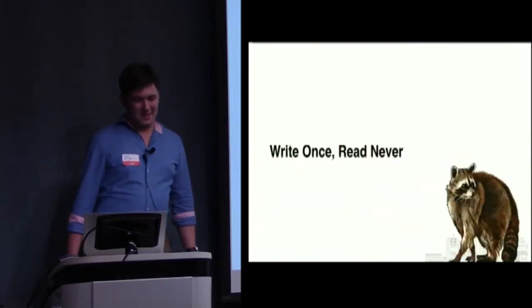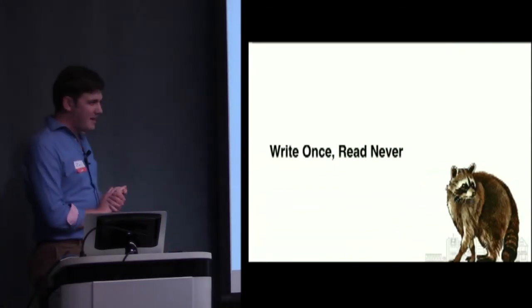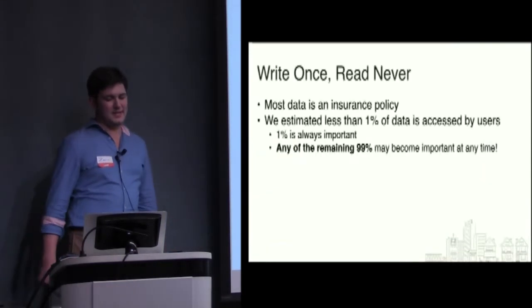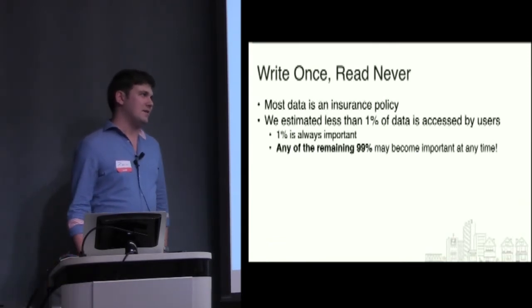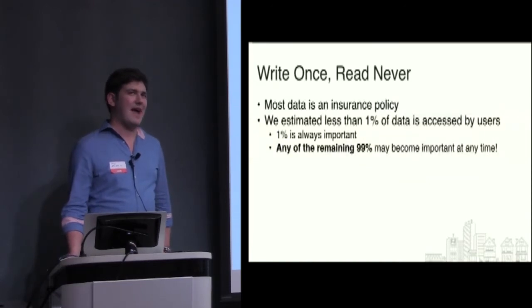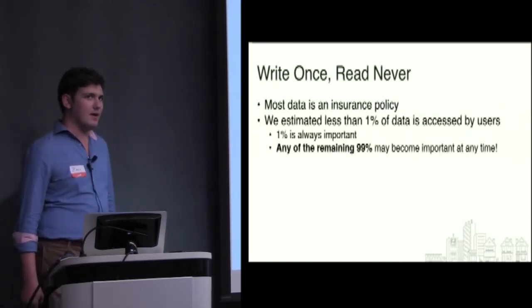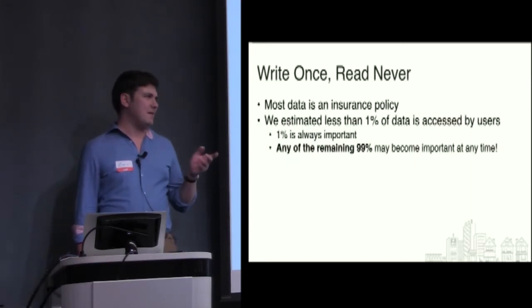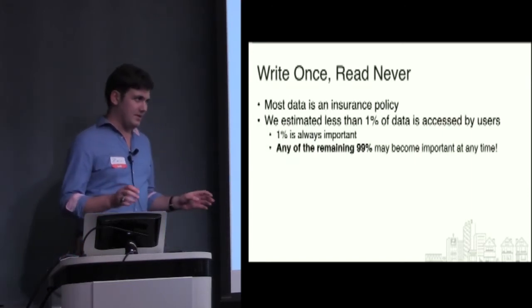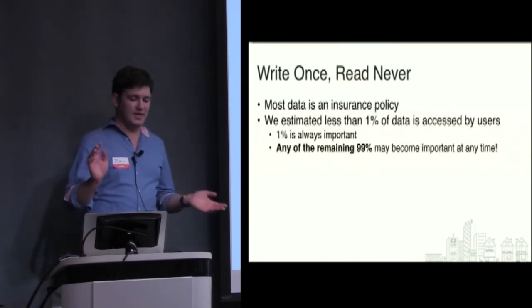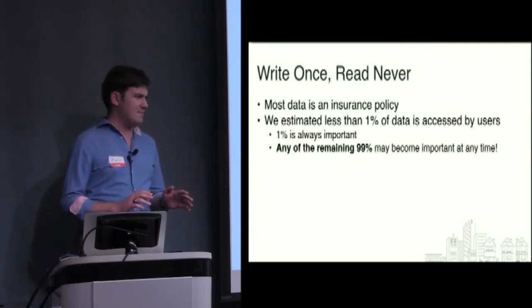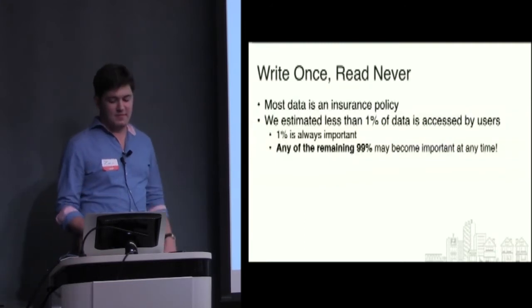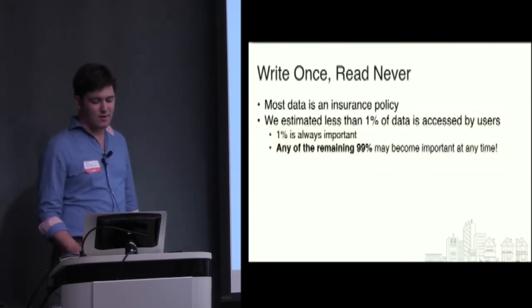So this leads us to write once, read never. Most data is an insurance policy. We estimated when we began this project a while ago that less than 1% of our data that we were collecting would ever actually be accessed by literally anyone. And we estimated that maybe about 1% of that data is like always important. These are the things that you see on big screen TVs in the office. Any of the remaining 99% may become important in the future. Or not. We don't know. I don't have a crystal ball oracle type thing.